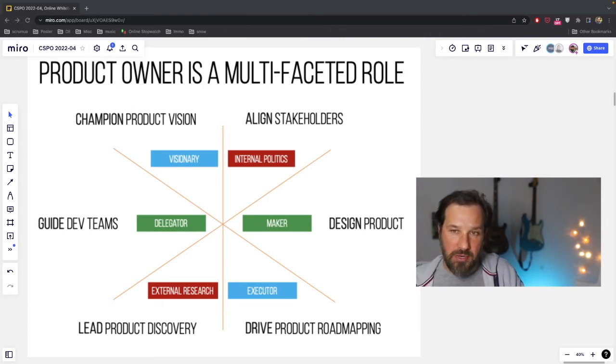The same goes with a pair of skills. Let's look at the top left, champion product vision. It's not a secret that we don't want just somebody who would administer the product backlog. We also need somebody who can help us to understand why we're doing what we're doing. Somebody who can share a vision, who can really inspire and make sure that when things are hard, we all know that we are working towards the big, bright future.